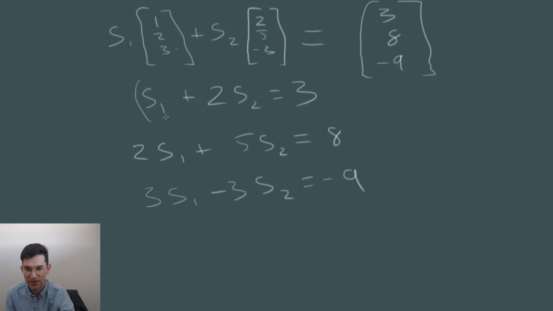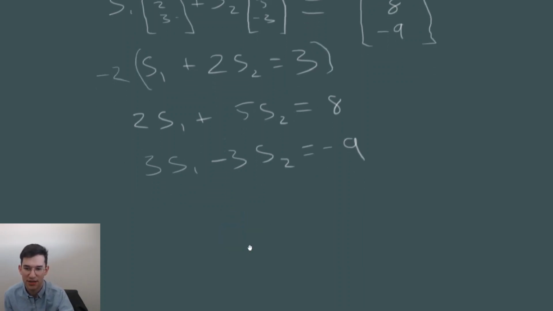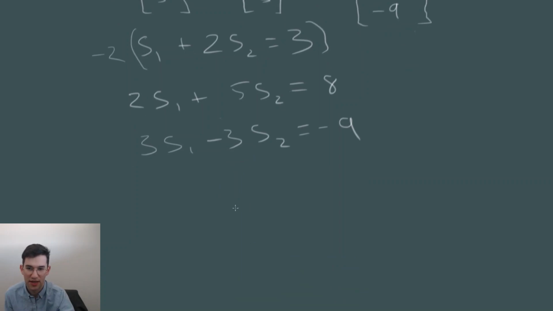It looks like I could take this first one, multiply it by -2, and add it to the second one to get a new matrix. So let's multiply -2 through this. -2 times S1 is -2 S1. -2 times 2 is -4. -2 times 3 is -6. Since we multiplied both sides, it's still an equivalent expression. Now let's add it to this row.